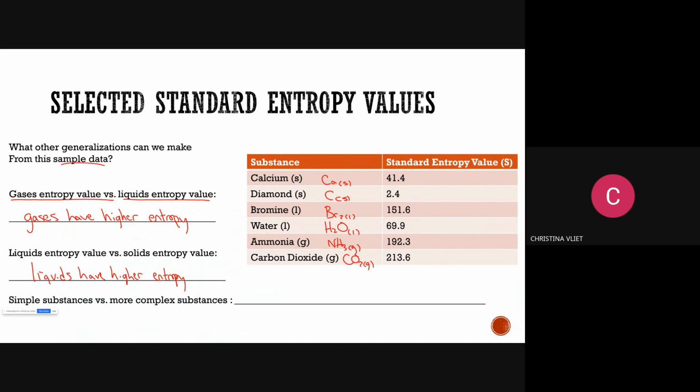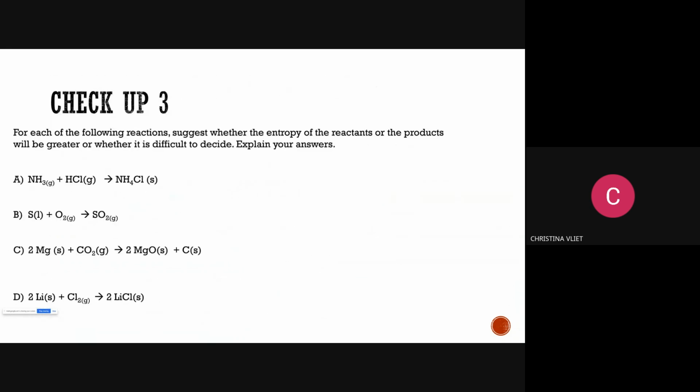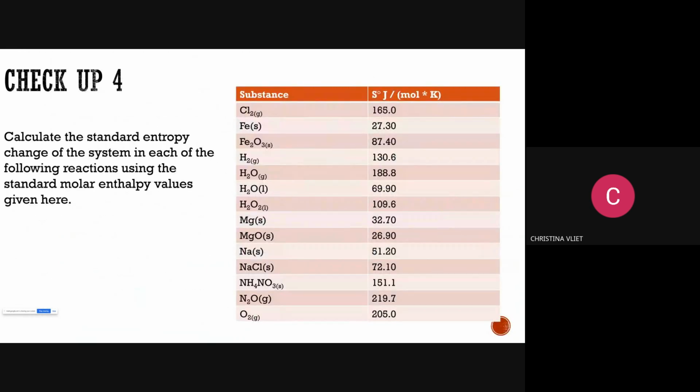I think it's hard to compare here because you don't really have enough compounds to make the comparison. Let me see if it's better to see over here on this chart. Let's see. Look at water liquid versus H2O2 liquid. There's a comparison. They're in the same phase. What we mean by more complex is more atoms. Which one has higher entropy? And that is more complex, actually.